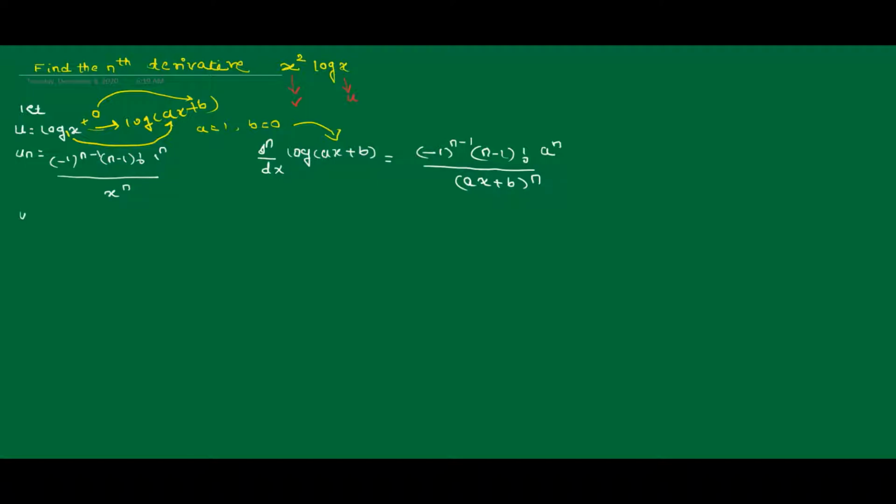So simply we can write it as un is equal to, now this value is also equal to 1 because 1 raised to n is equal to 1. So we can write it as minus 1 raised to n minus 1 into n minus 1 factorial divided by x raised to n. And what is the value of v? v is equal to x square.